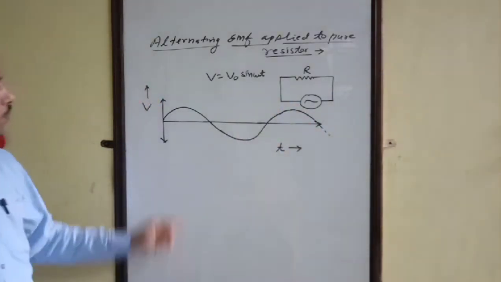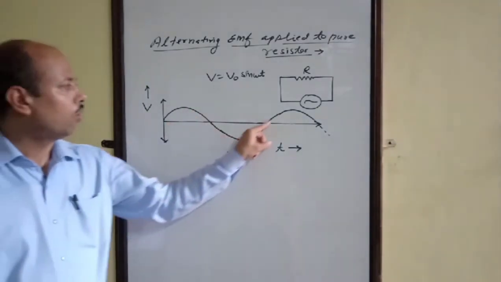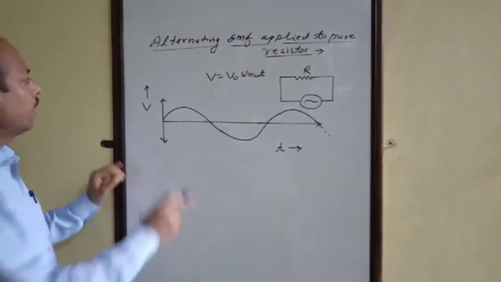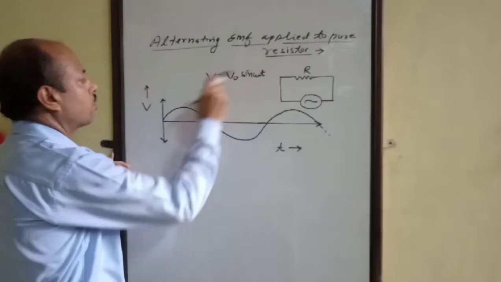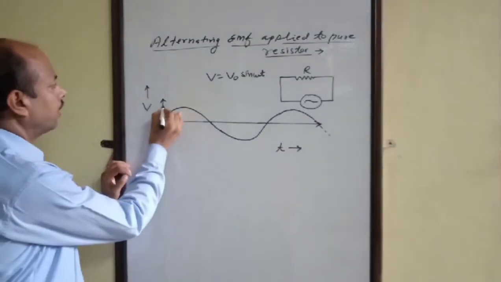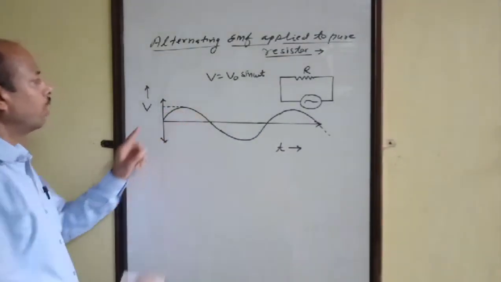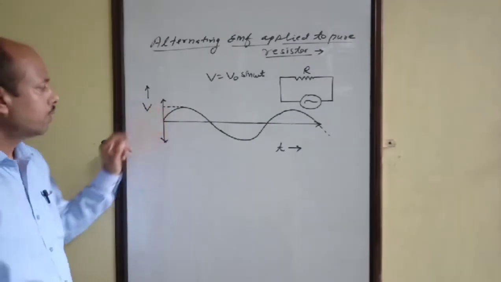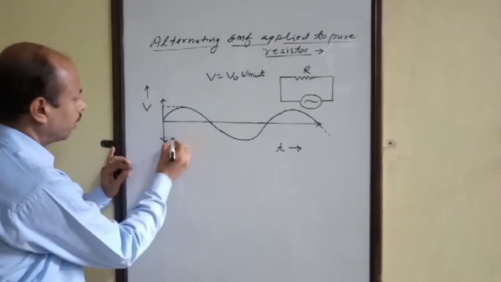Variation will be like this. This is the variation of alternating voltage having value V equals V naught sin omega t. We can easily understand this value will be the peak value of voltage, and here this will also be the peak value.